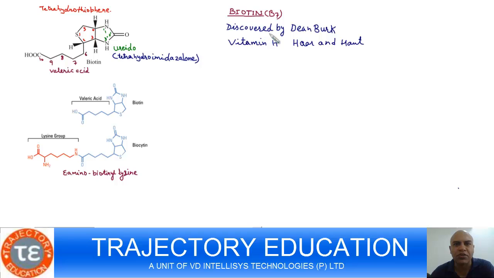This vitamin was discovered by an American biochemist, Dean Burke. Let's see the structure of this particular vitamin, biotin. You could see that this group, NH, CO and NH, is called ureido, which is a tetrahydroimidazolone group, linked to a tetrahydrothiophene part, which is again linked to an aliphatic carboxylic acid chain, that's valeric acid.